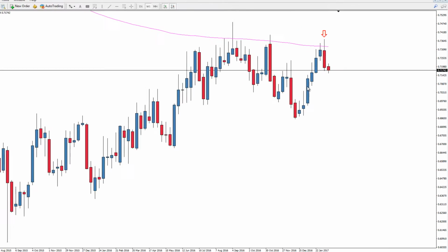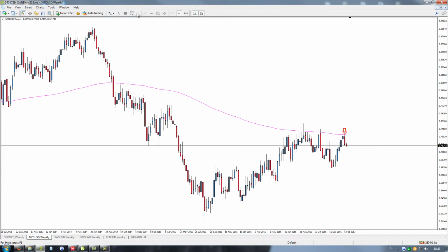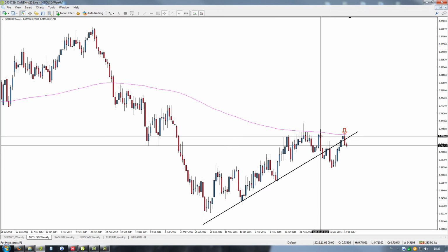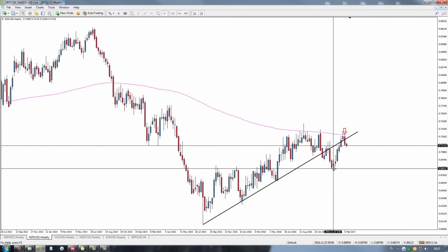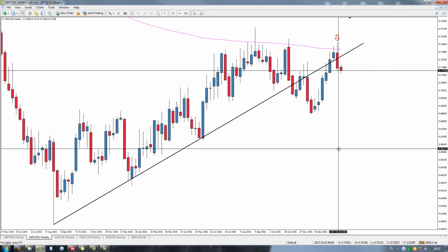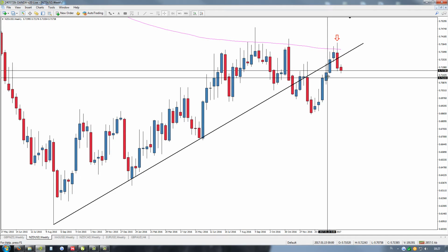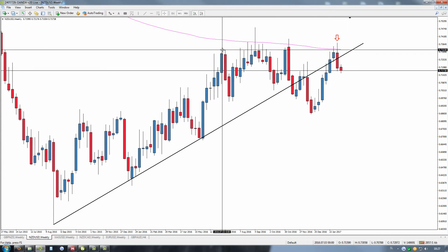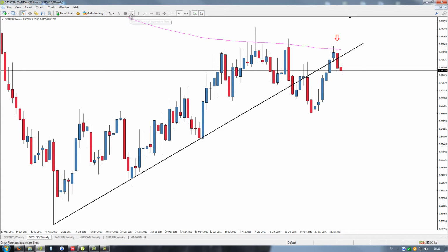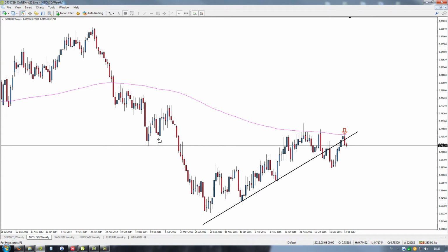So the first thing I've noticed is that we've got a nice trend line, 1 to 3 touches, which was broken, and now the price was moving back to this resistance zone, which is a very strong zone. But let's draw the zone. It's sort of a zone, okay?